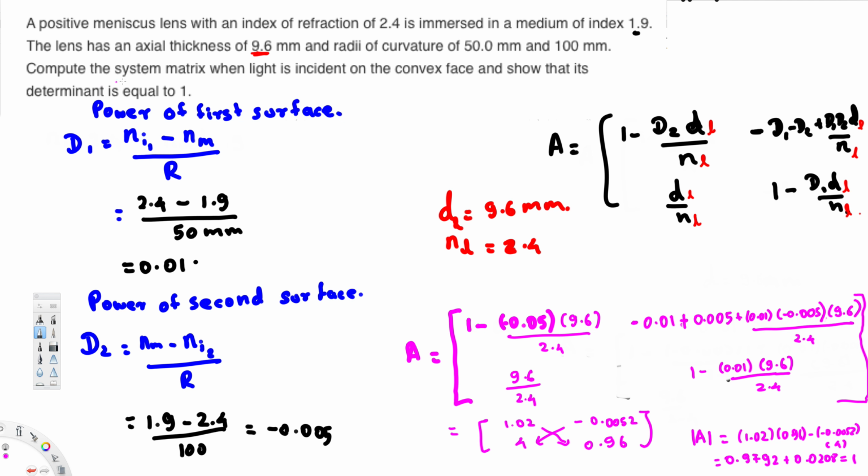They are asking to compute the system matrix when the light is incident on the convex face and show that its determinant is equal to 1. And we have shown this is equal to 1. And that's how we do this kind of problem.